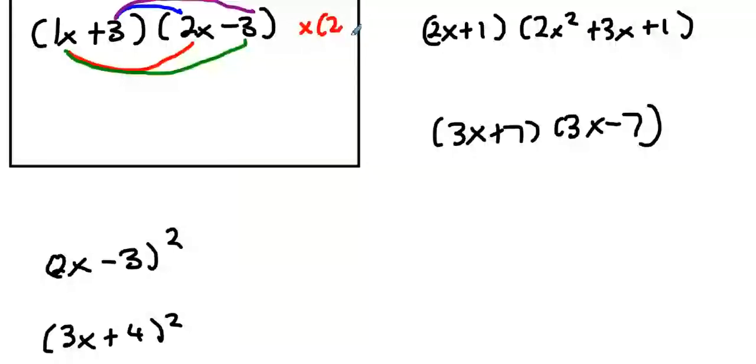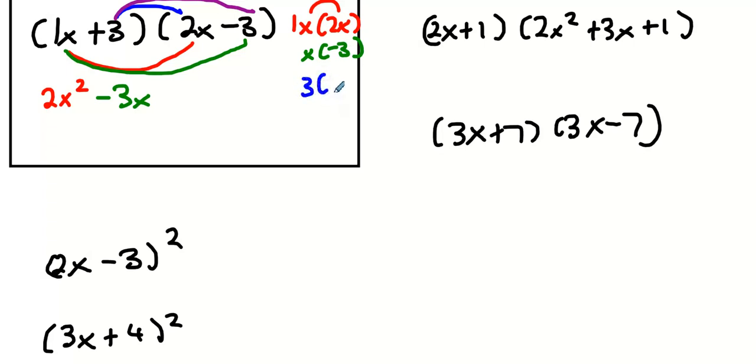X times 2x is what? 2xx, otherwise known as 2x squared. What's the green line, Bobby? X times minus 3? Good work. All right. Bobby, we're on the blue line now. What's the blue line?